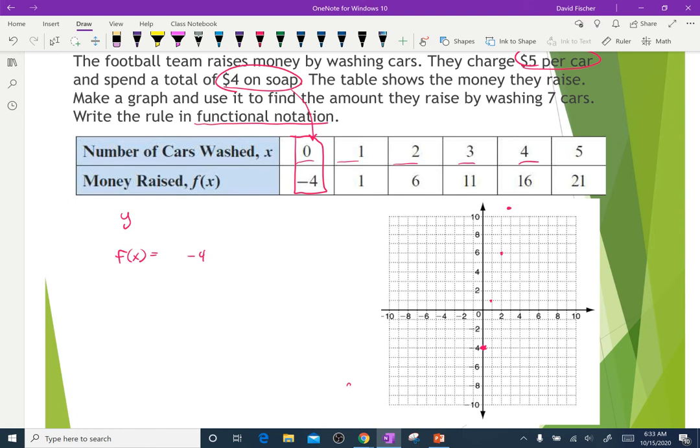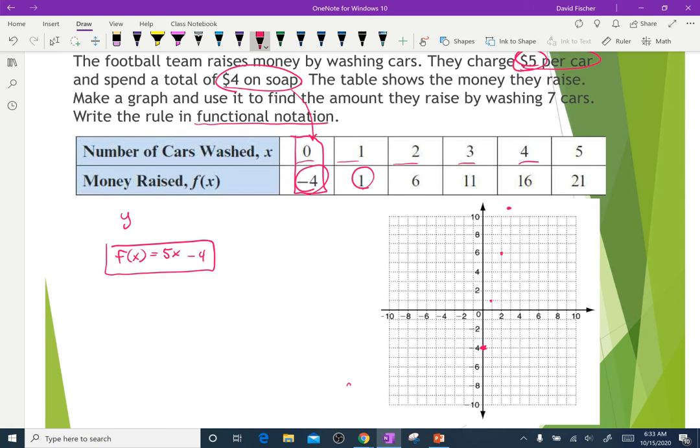Now, if we wash 0 cars, that means we are $4 in the hole. But they said if we washed 1 car, we made $1. But now back up here, if we get $5 per car, so let's pretend we did one, wouldn't we take 1 times 5 to get the $5? We washed one car, he pays me $5. I paid for the soap, which is a -4, and we made $1. So I'm thinking this is my equation, except I have to put an x in here because that's going to keep changing. So very simple equation right there to write.